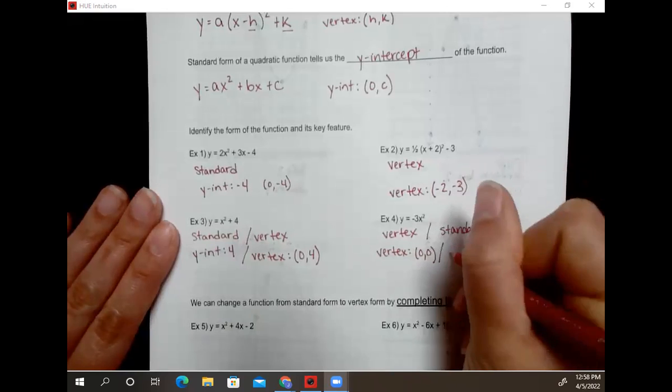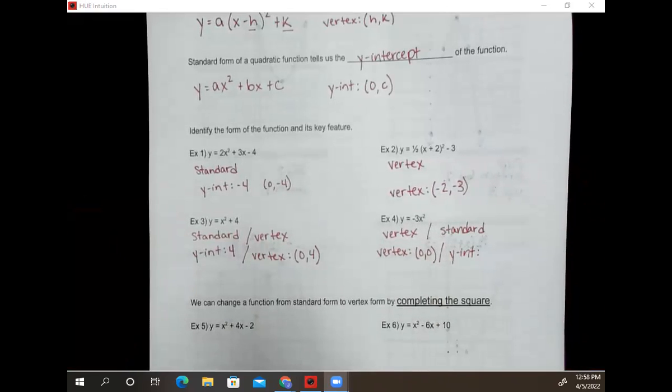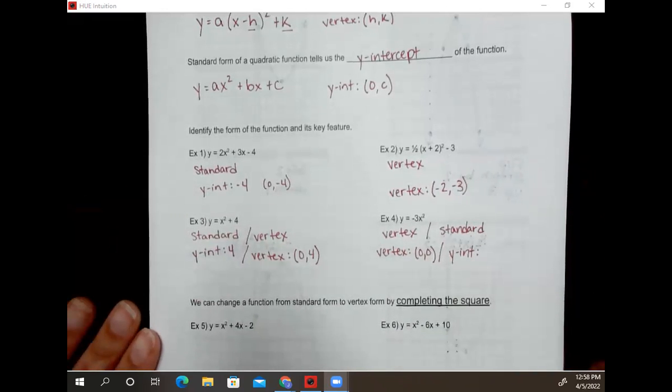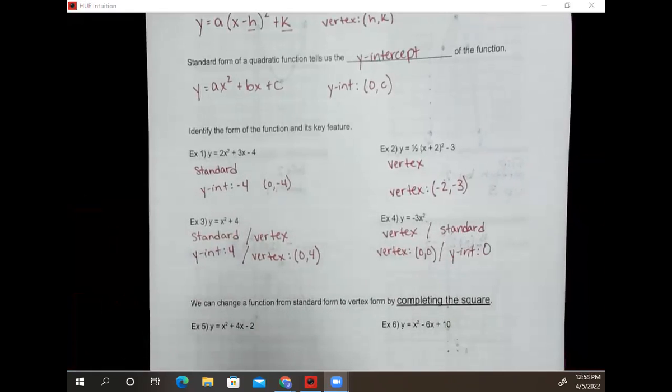So a little bit tricky that I can give it multiple labels, but if we're talking about finding key features, it actually makes it a little easier to find more key features when I've got these kind of hybrid in between versions. So if I call this standard form, what's our y-intercept? 0. Yeah, I don't see anything here. I don't see a C term here. That means it's 0. Questions for me so far? So again, a little tricky on 3 and 4 since they fit both descriptions. What I want you to remember, standard form tells you the y-intercept, vertex form tells you the vertex.